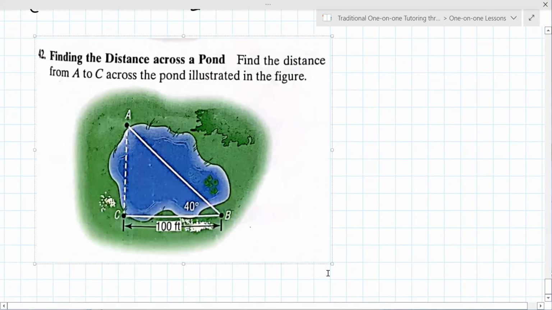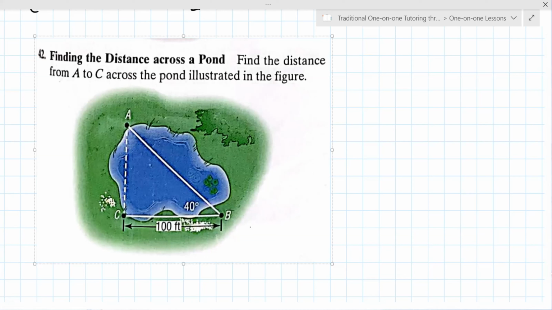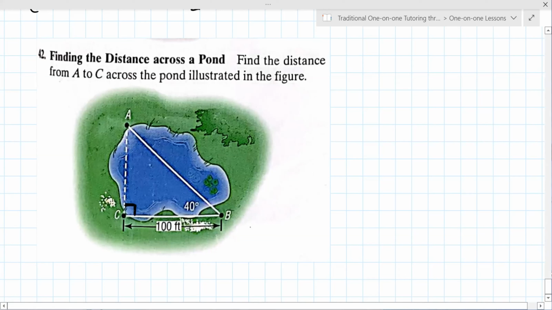All right, so let's look at a problem here. It says finding the distance across a pond. Find the distance from A to C across the pond illustrated in the figure. There's one important thing that they have not done here. This is a right triangle. You need to know that to be able to answer this question.